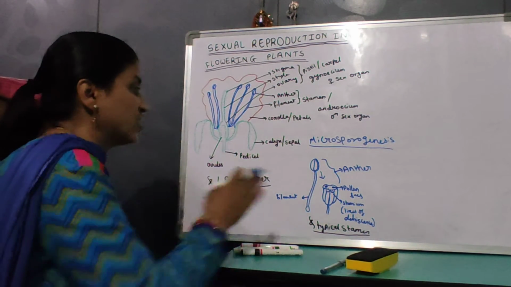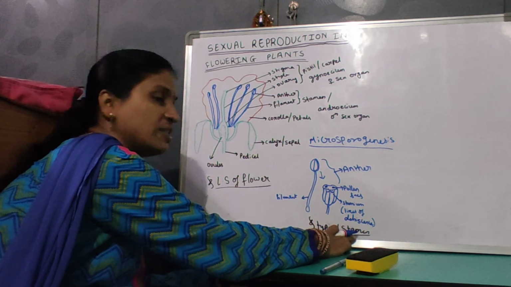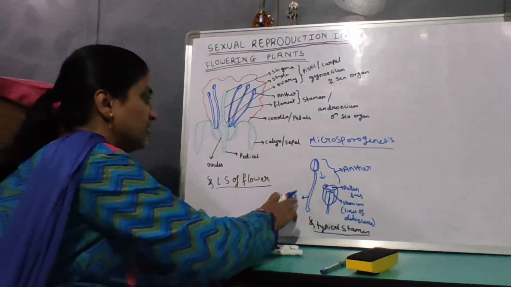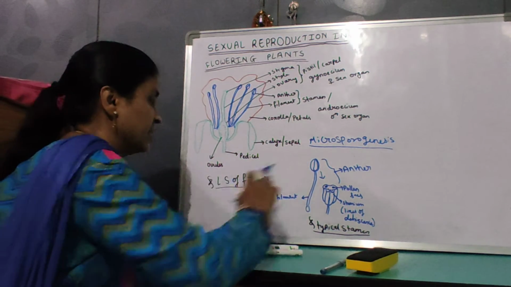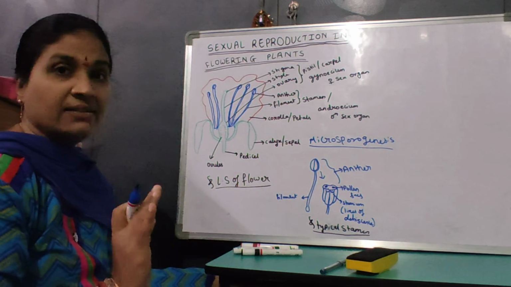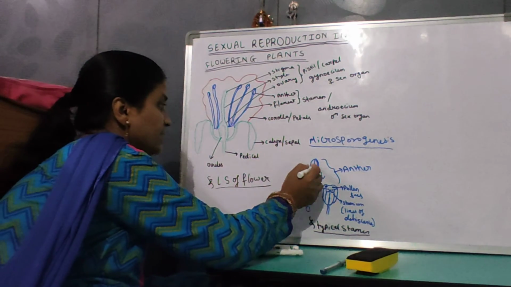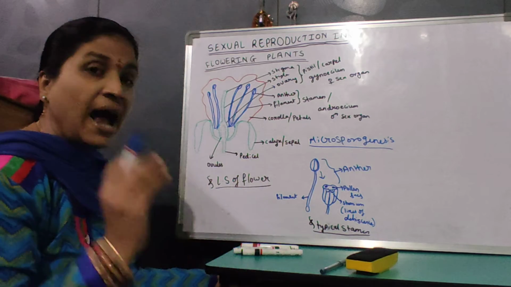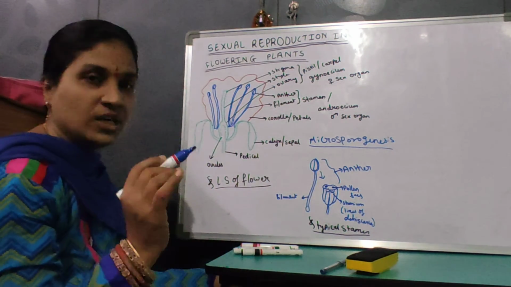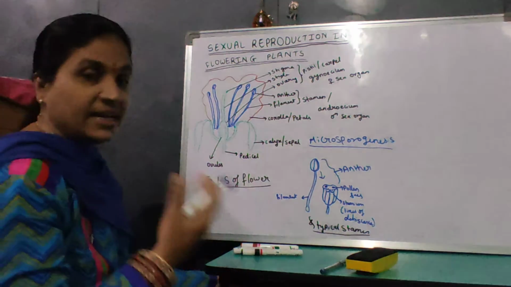The male reproductive structure is the androecium or stamen. It has a filament and the anther. At the tip of the filament, the anther is present. A typical angiospermic anther is bilobed, and each lobe has two theca. So it is dithecous.